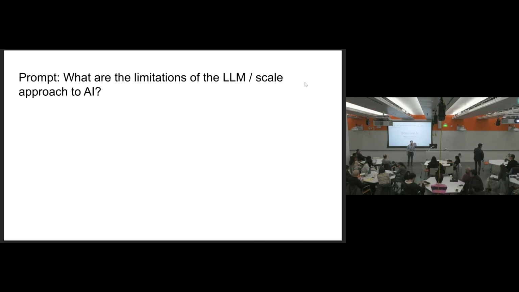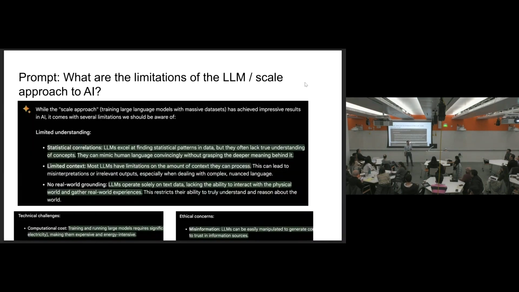new insights here. Great. So Andy gave me this prompt. What are the limitations of the LLM/scale approach to AI right now? So I dutifully typed it into Bard, and this is what came out. And actually, it's not bad. Right? So, there's this big point on limited understanding. There's some stuff on technical challenges and ethical concerns. I think this limited understanding point is actually pretty decent. So that's my talk. Any of your questions, you can type them into Bard. I'm just kidding. I know you're all using GPT-4. So anyway.